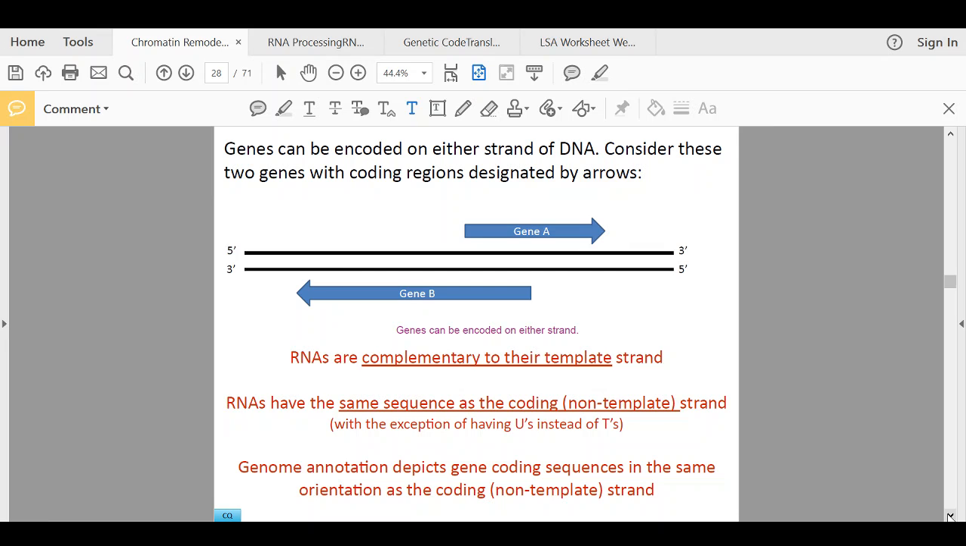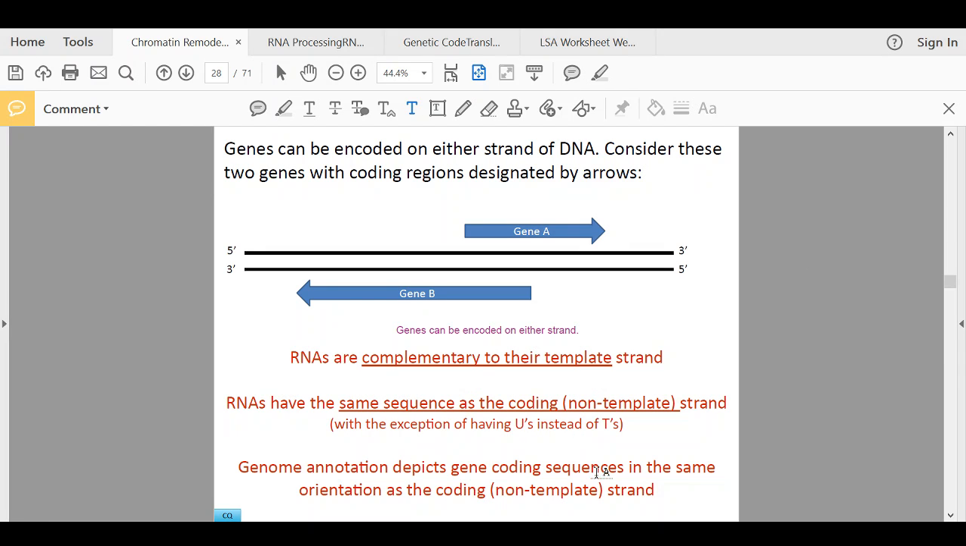We say that RNAs are complementary to the template strand. The top strand is the coding strand, and the bottom strand is the template strand. The template strand is complementary to the coding strand, and because of that, the RNAs are complementary to the template strand, which means they are identical to the coding strand, with the exception of thymine nucleotides becoming uracil. We can see that right here as well.